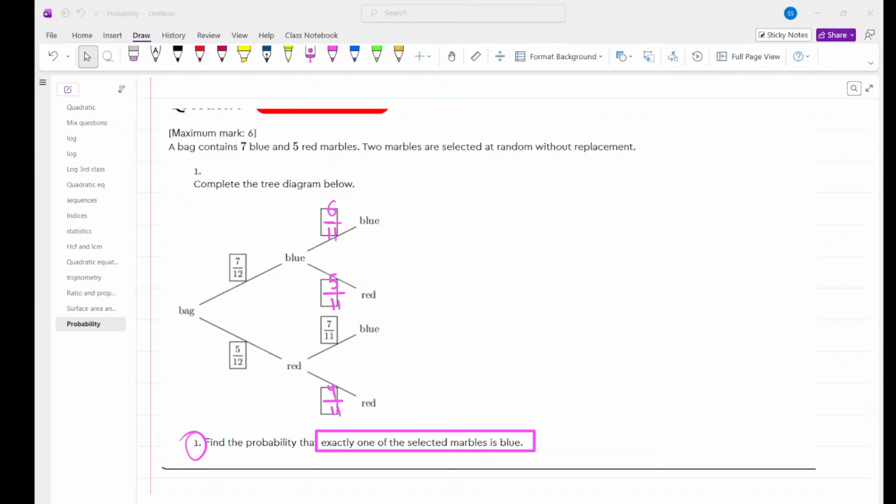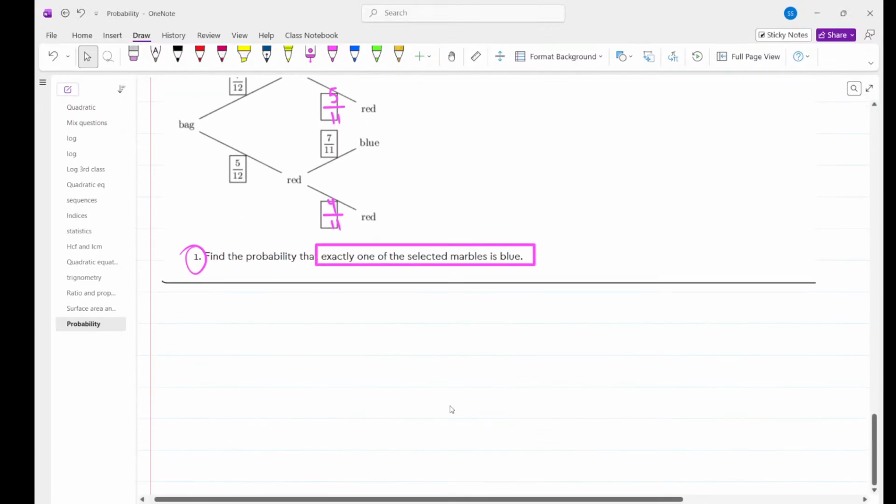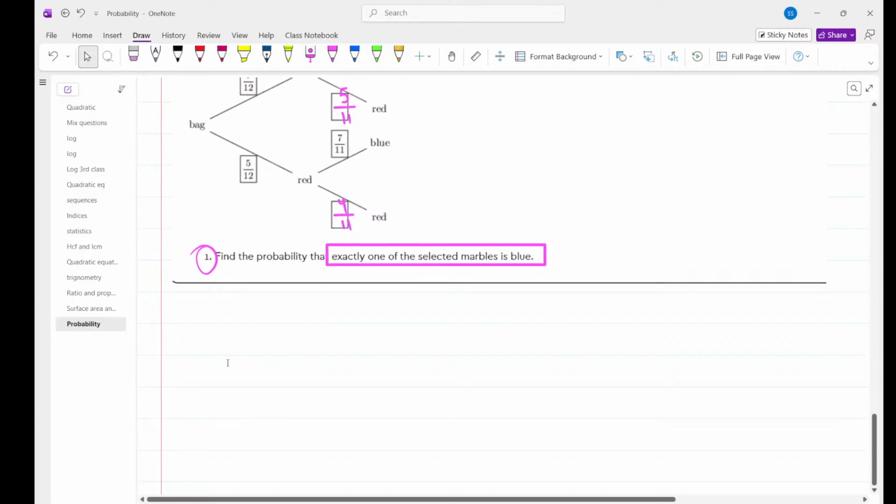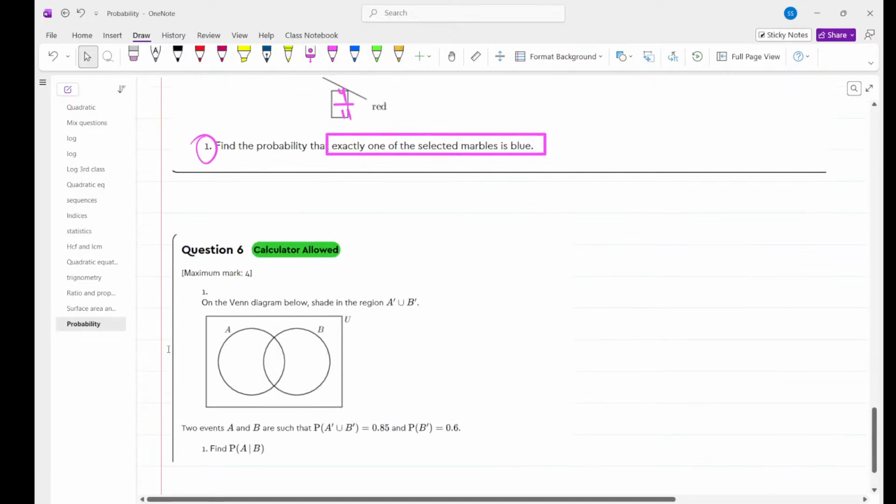So in all probability questions, please read the question carefully. Exactly, at least, at most. These are very important keywords.